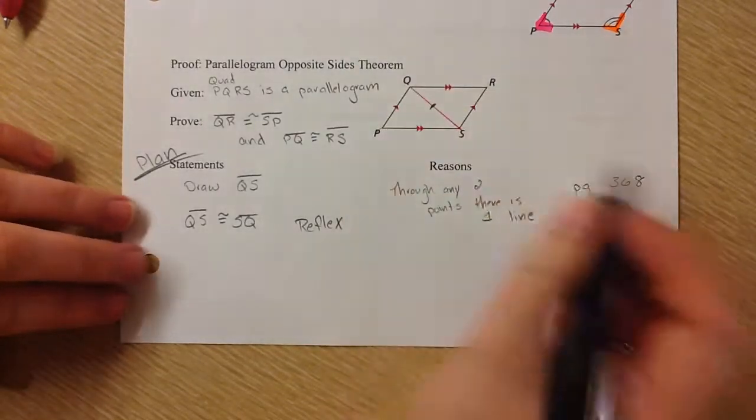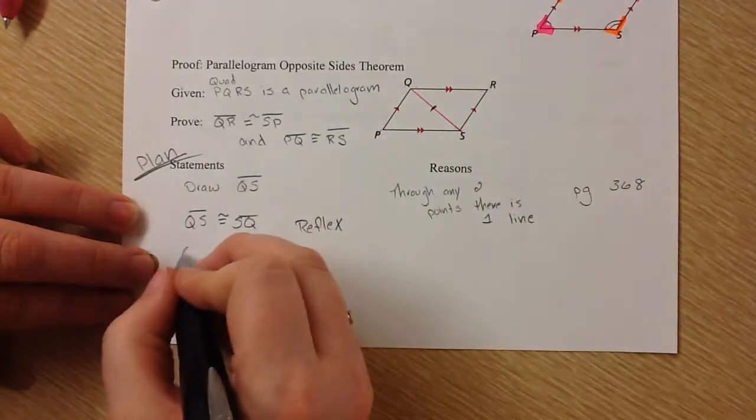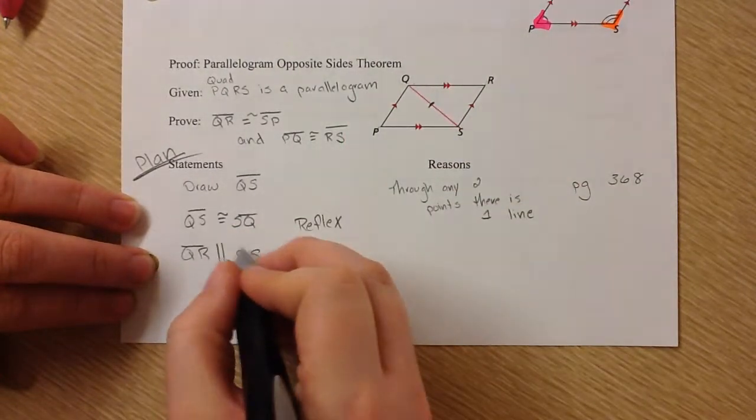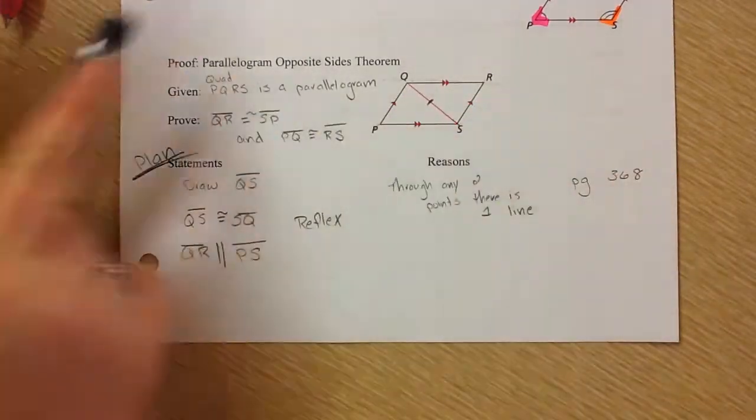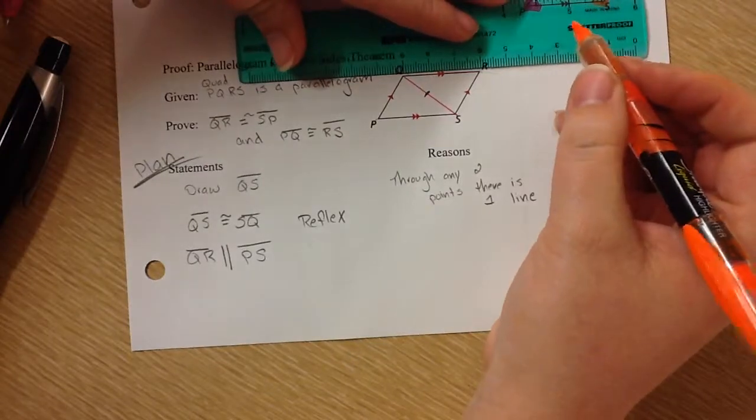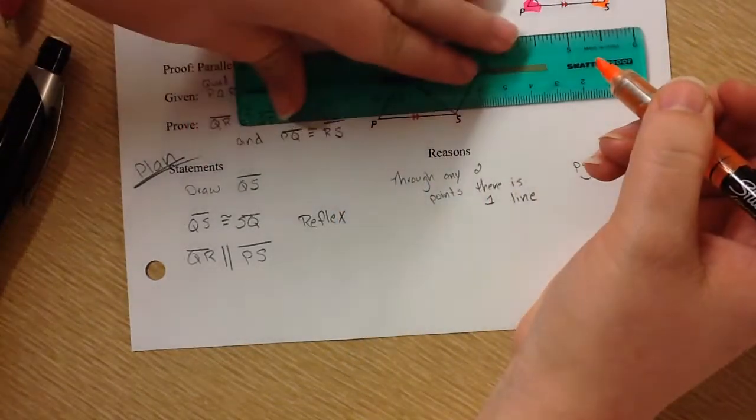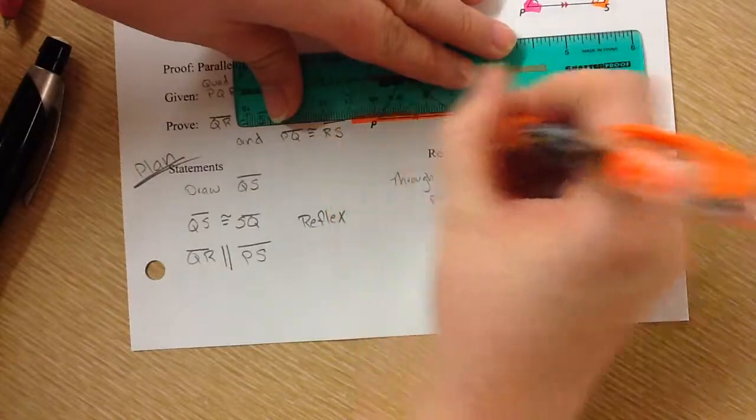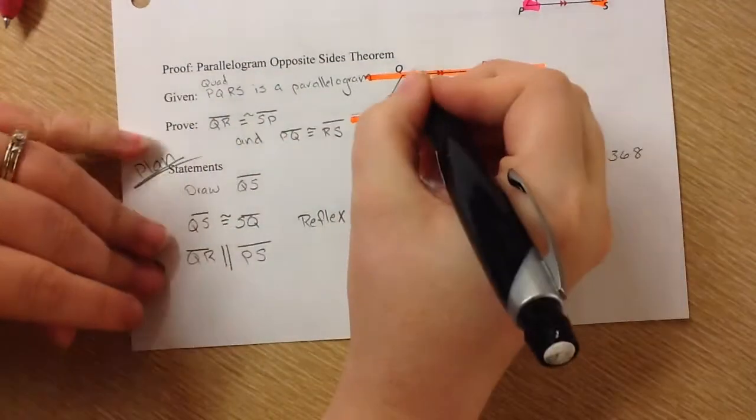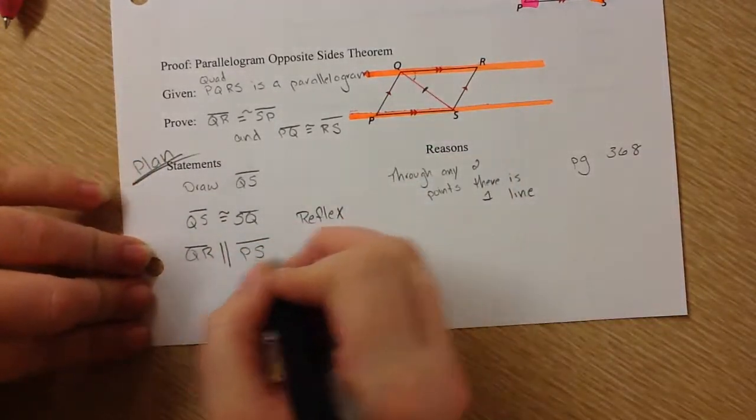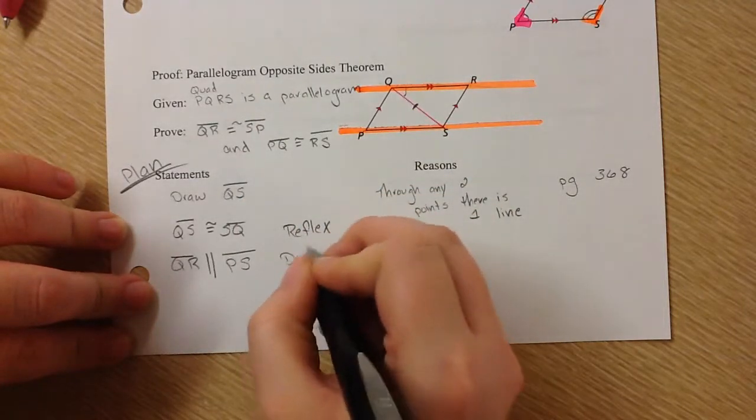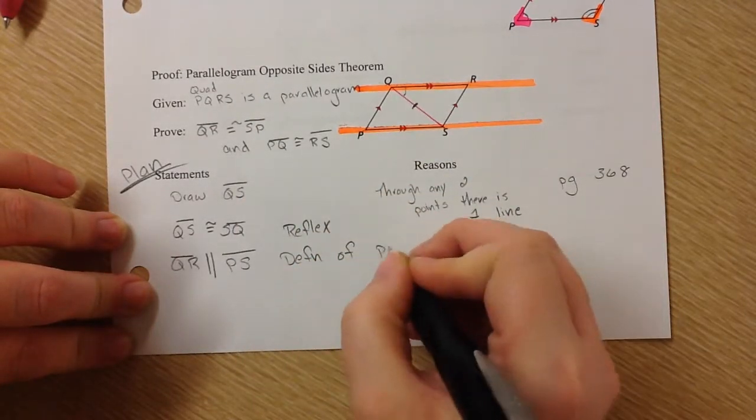One way of doing that is using alternate interior angles, because I know that QR is parallel to PS. Since QR is parallel to PS, I'm just going to extend these two lines out, so we have this line parallel to this one, not congruent, parallel. The reason we know they're parallel is because of the whole parallelogram part, that's the definition of parallelogram.